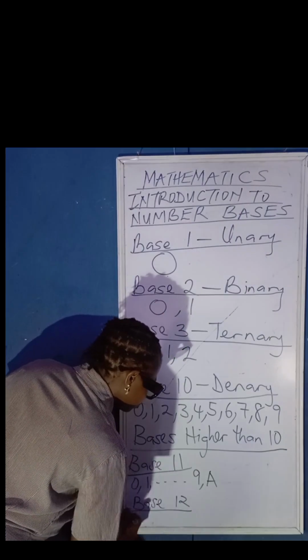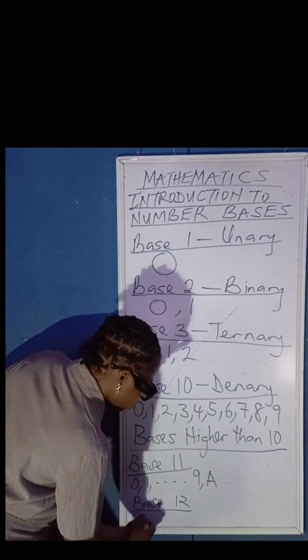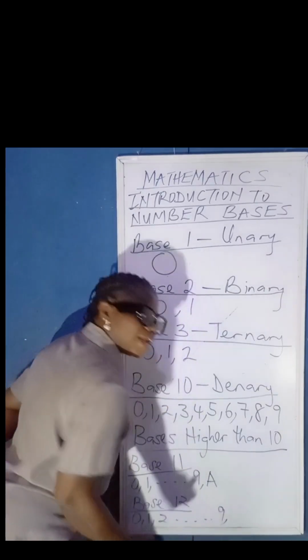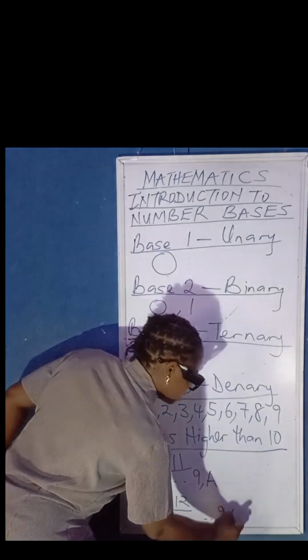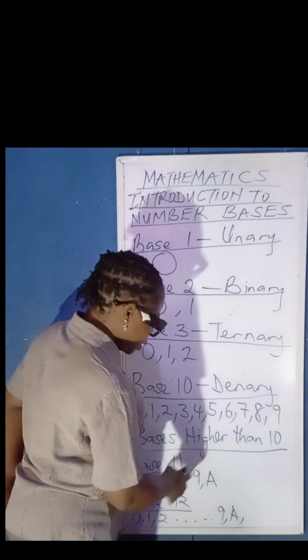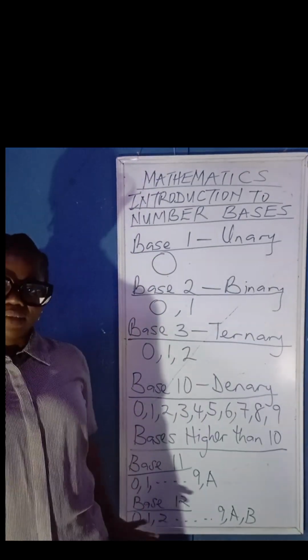For base 12, we have 0, 1, 2, and so on, up to 9. Then what is supposed to come up as 10 is written as A. What is supposed to come up as 11 under base 12 is written as B. I hope we understand this.